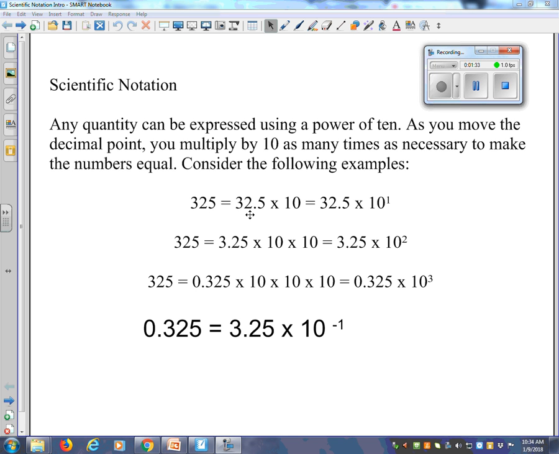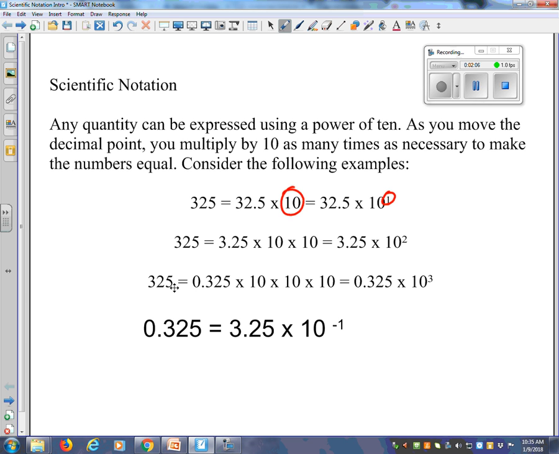325 is the same as 32.5 times 10. Would you agree? Okay? And we can write this 32.5 times 10 as 32.5 times 10 to the power of 1. Because how many 10s do we have? I've only got one of them. Right? Every time we move the decimal point, we are multiplying by 10. Okay. I can also write 325 as 3.25 times 10 times 10. 2 tens. Okay? So 3.25 times 10 to the 2.